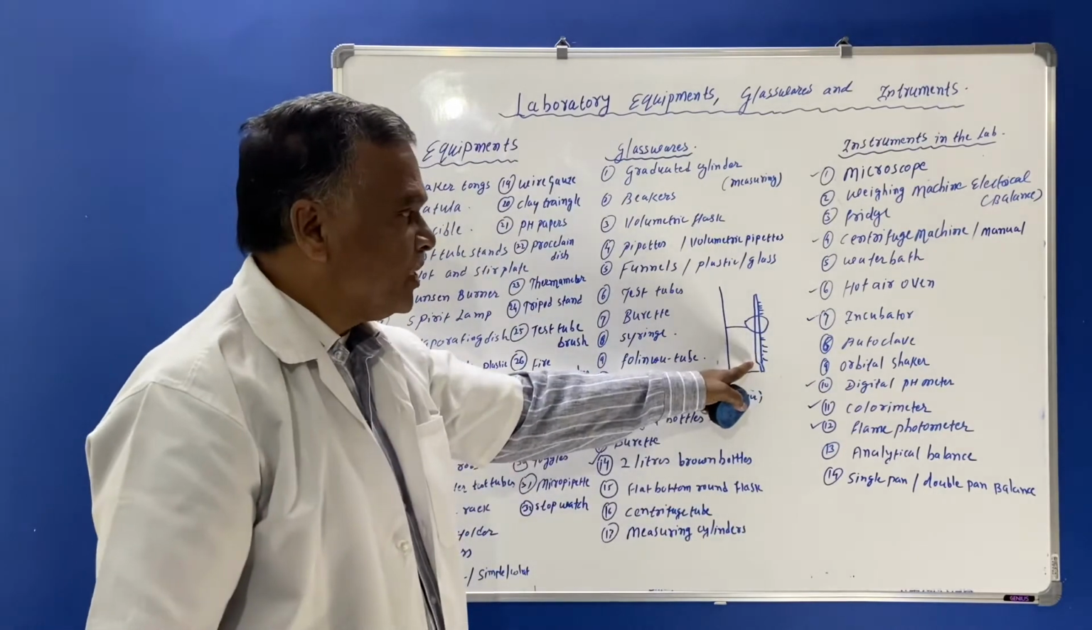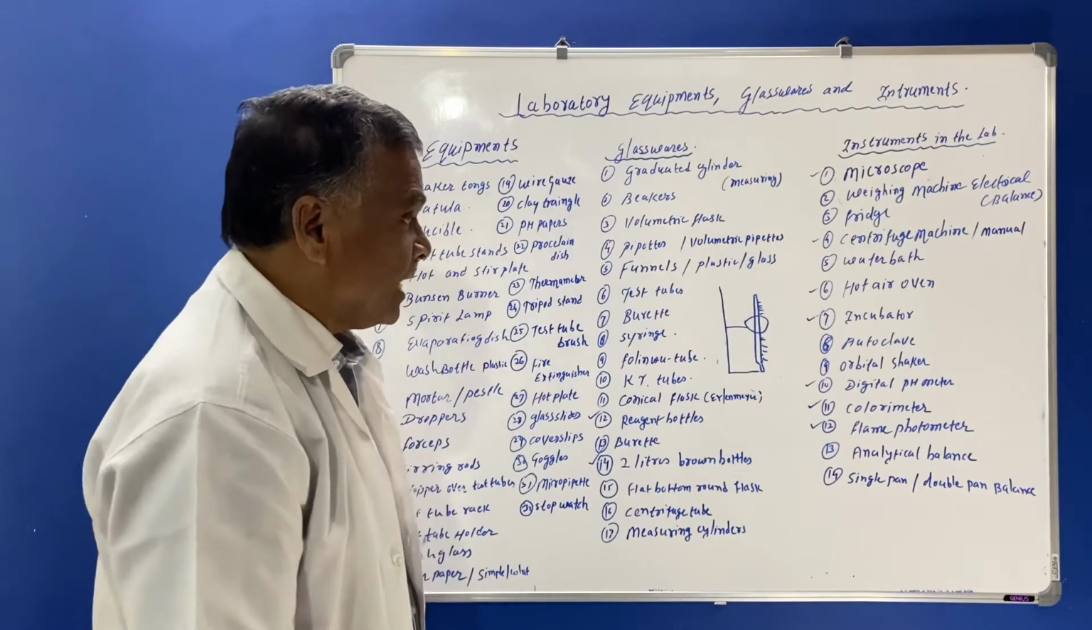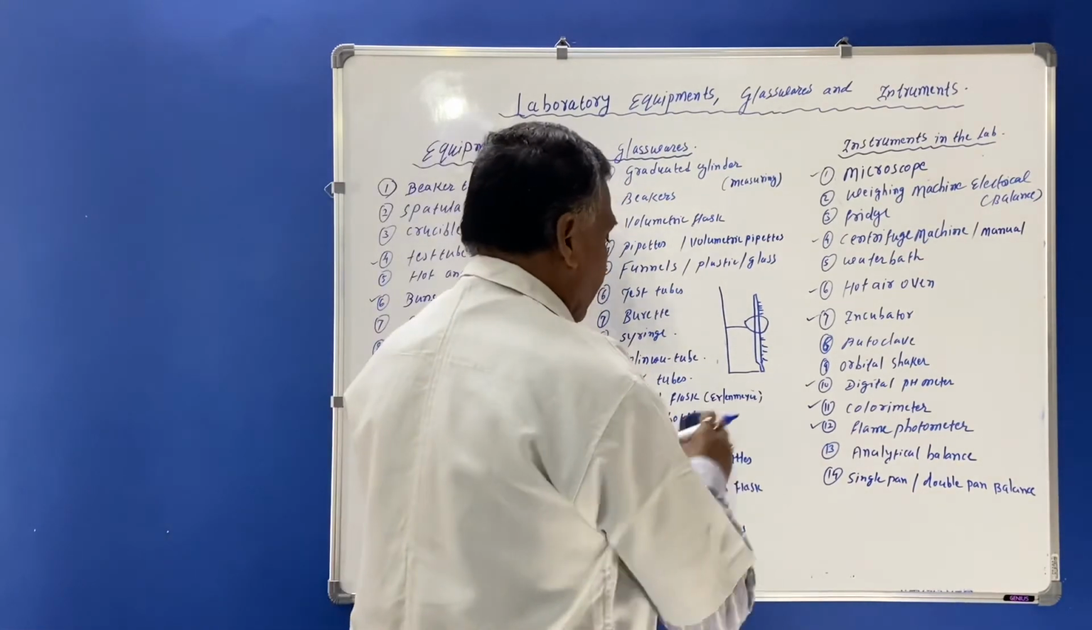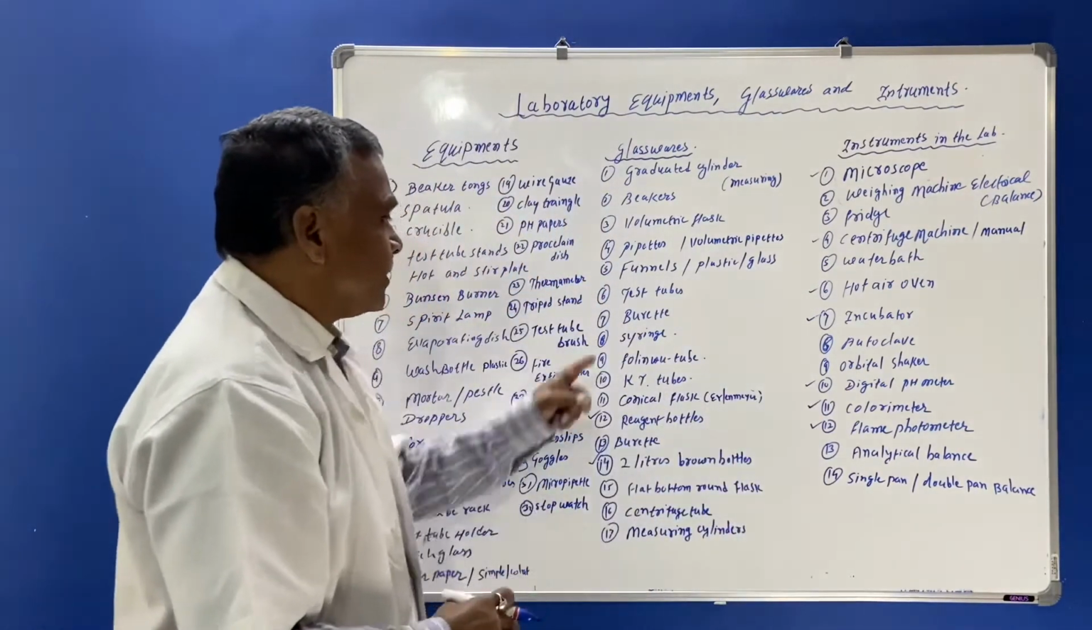The burette will be graduated and it is used for the titration method, and this titration method is used here with the help of the burette. Then the test tubes we have seen.